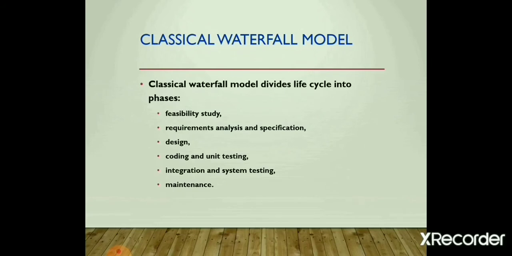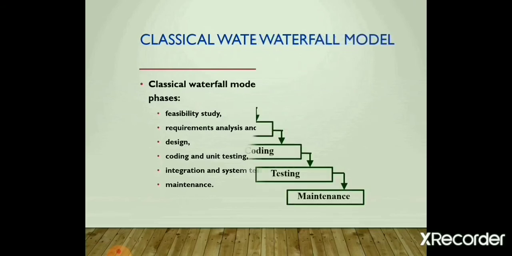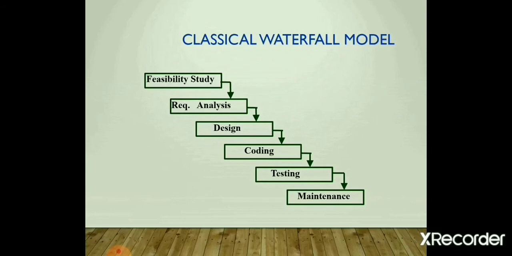The phases of the classical waterfall model. The first phase is feasibility study, then requirement analysis and specification, design, coding and unit testing, integration and system testing, and maintenance. The classical waterfall model, as the name suggests, looks like a waterfall. Each phase comes downwards and we cannot go back up. We cannot go back to the previous phase.